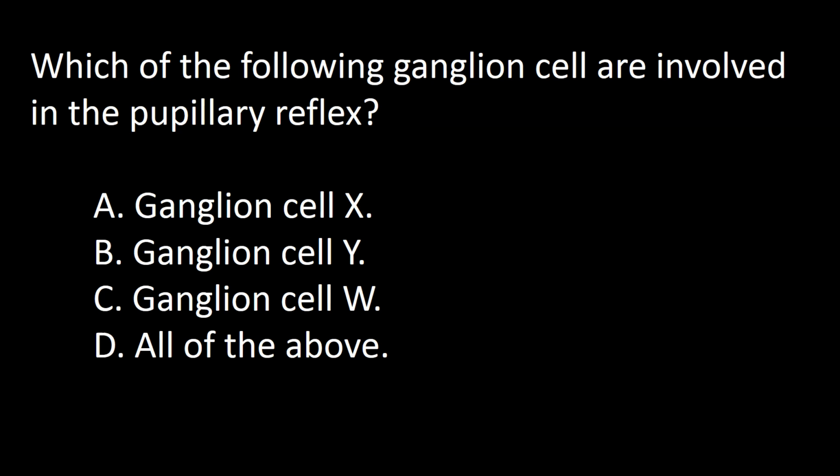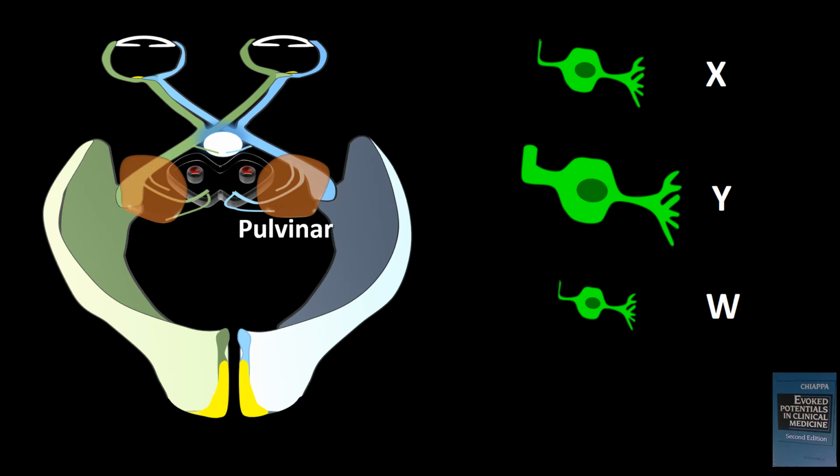A. Ganglion cell X, B. Ganglion cell Y, C. Ganglion cell W, D. All of the above. On the left side, you can see a cartoonish representation of the visual pathways. And on your right, the different type of ganglion cells. The axons of the X ganglion cells go from the retina to the lateral geniculate. The neurons at the lateral geniculate send their axons to the primary visual cortex. The axon from the X ganglion cells and from the lateral geniculate constitute the main visual pathway.